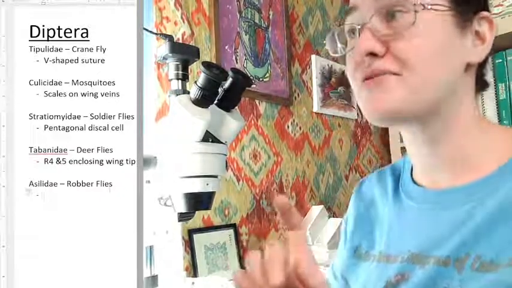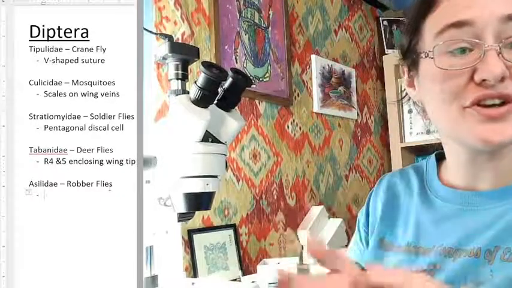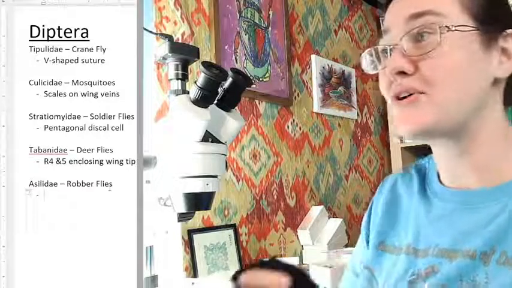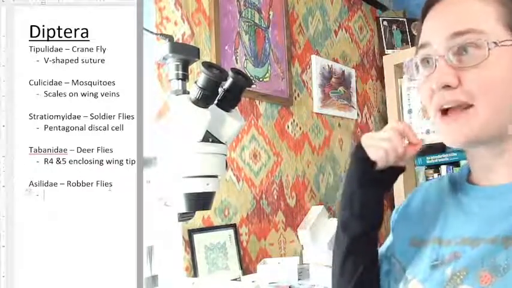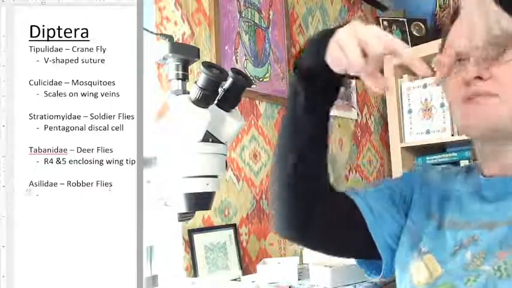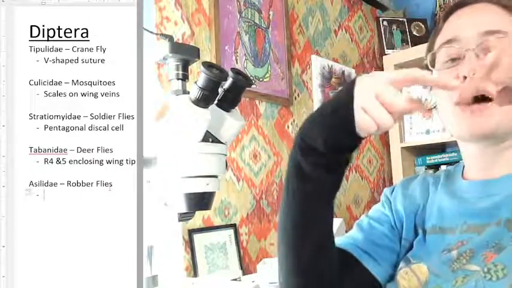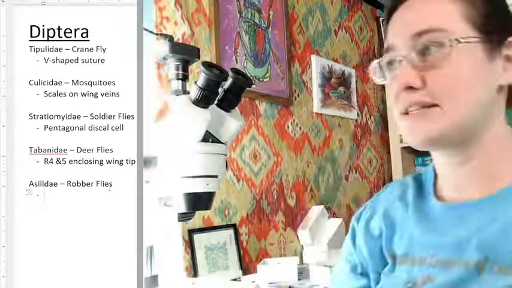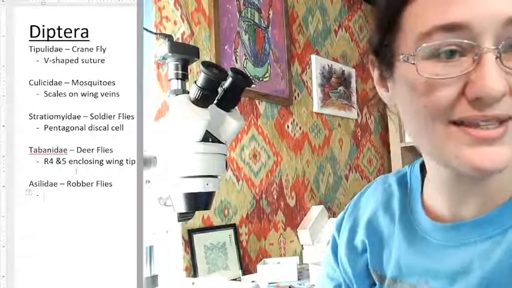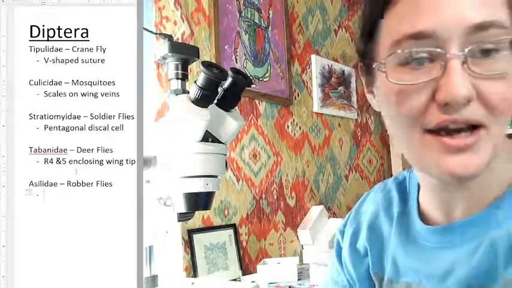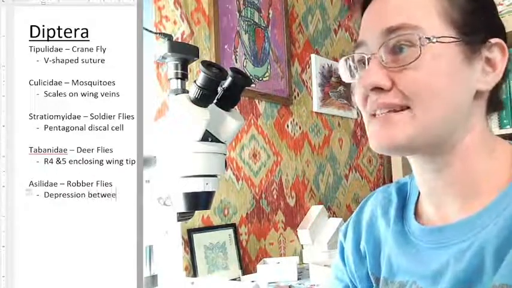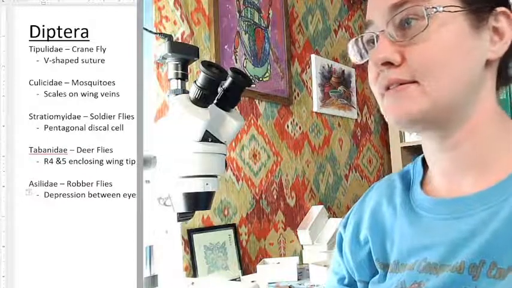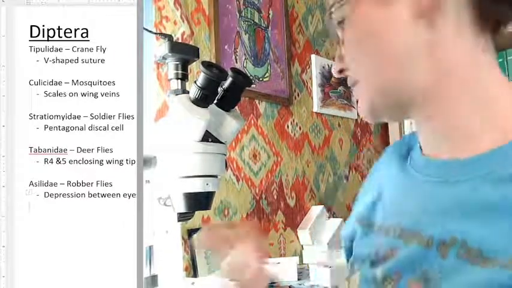All right, so with the robber flies, the character that you want to know is that in between the two eyes, so we've got these really big compound eyes, and in between both of the compound eyes there's kind of a divot. So we can say something along the lines of depression between eyes. Let's check it out.